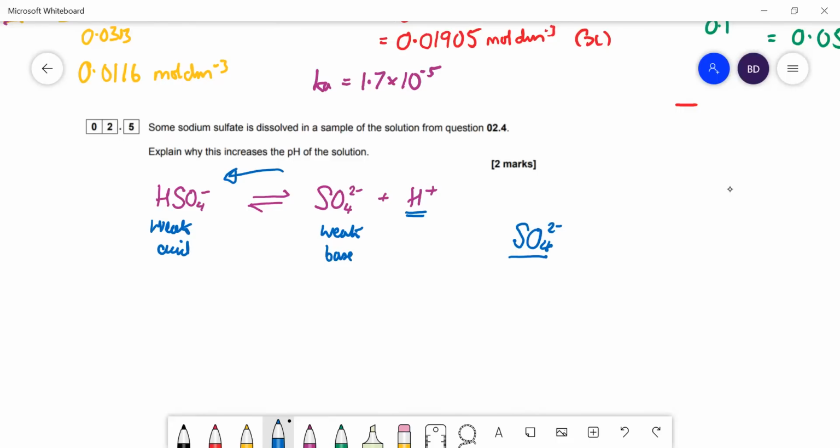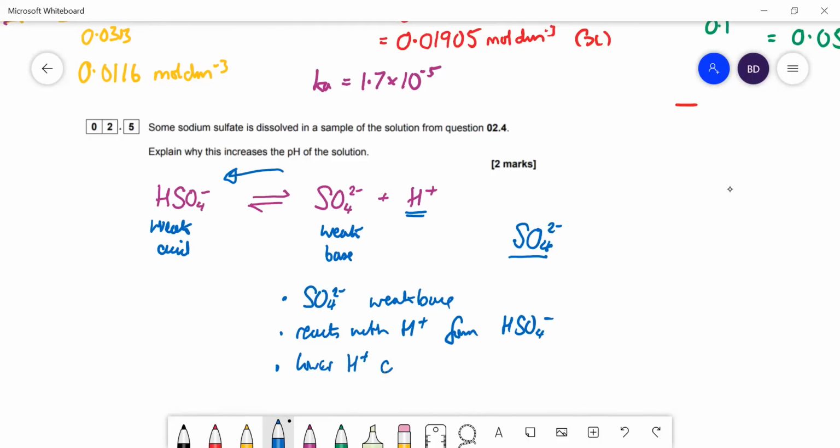So what would I write down for 2 marks? I write down that SO4 minus is a weak base. It reacts with H plus to form HSO4 minus, and that is going to lower the H plus concentration and make the pH rise. Okay.